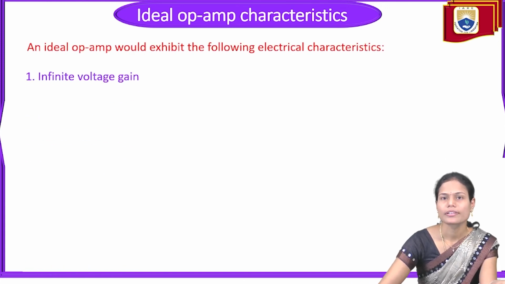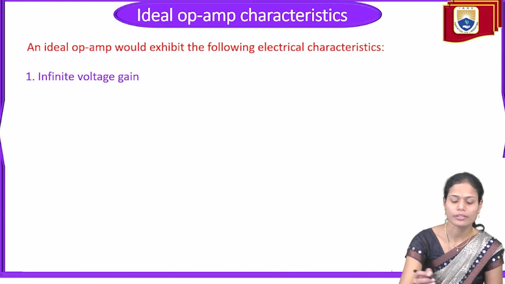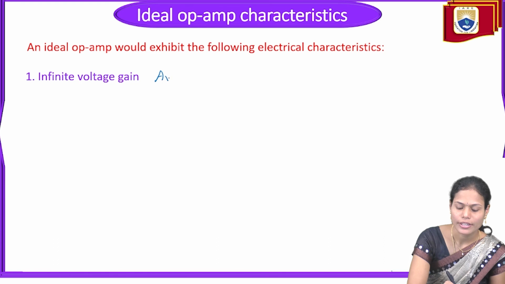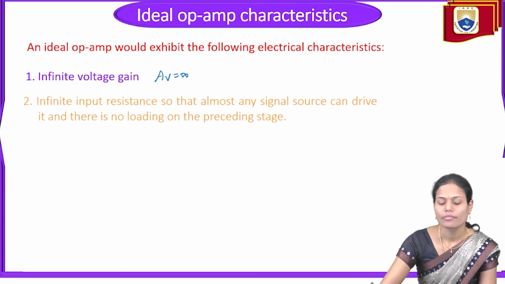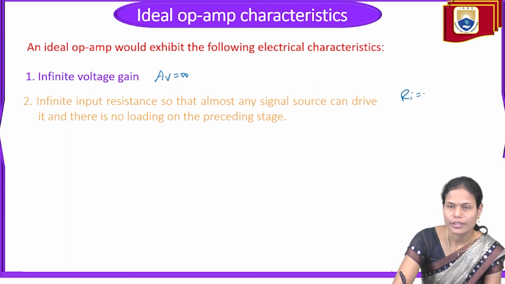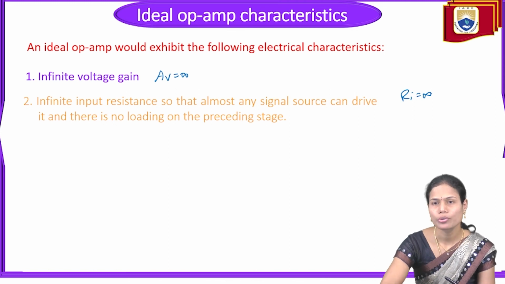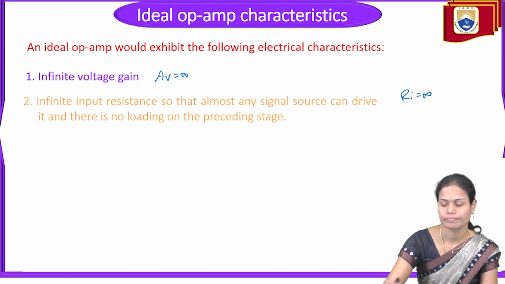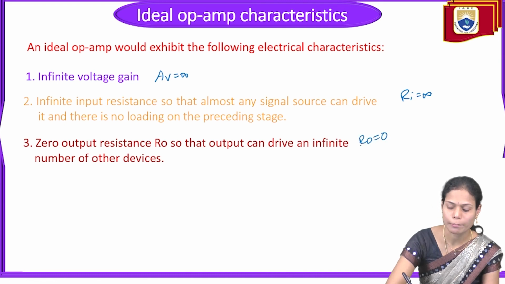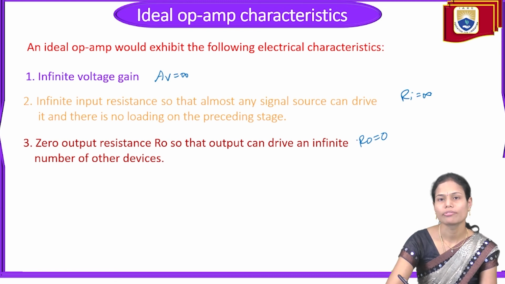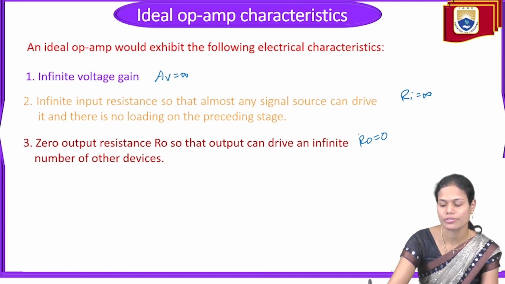So these are the ideal characteristics of the operational amplifier. In the ideal case, it provides infinite voltage gain and infinite input impedance so that it can drive any kind of signal source without providing any loading on the preceding stage. And it has zero output impedance so that it can drive an infinite number of applications or devices here.